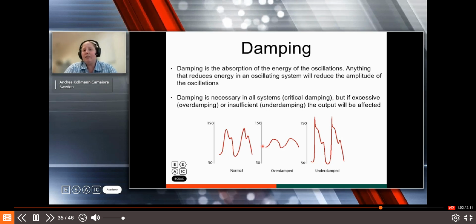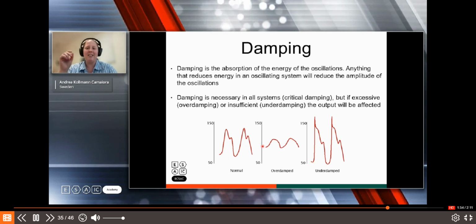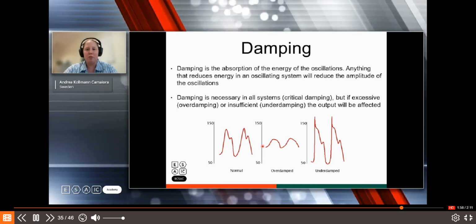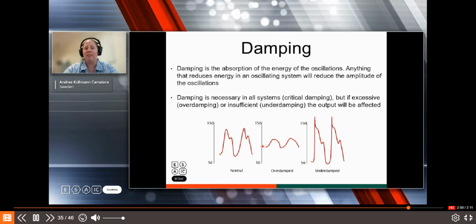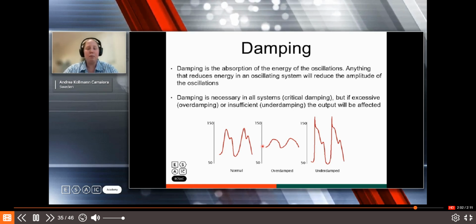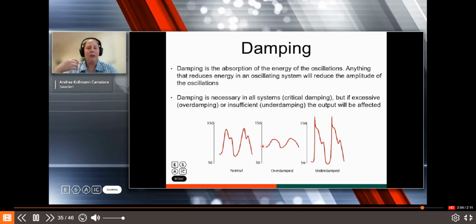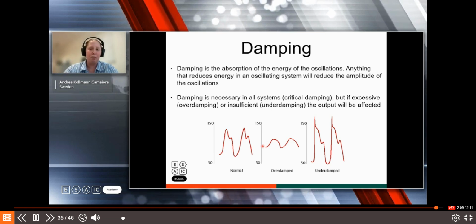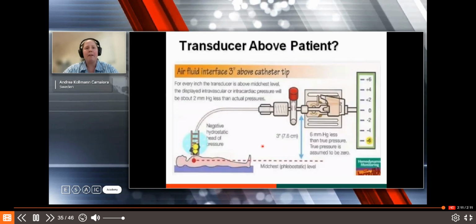And reasons for under damping instead are if you have gas or air bubbles in the system, they amplify the oscillations, and then you get an under damping effect. So it's important that you know causes for over damping, causes for under damping. So if they list it in part 1 or they ask you in part 2, you can answer properly.